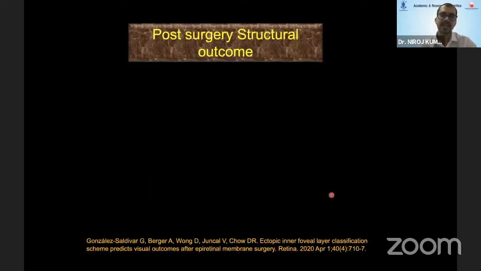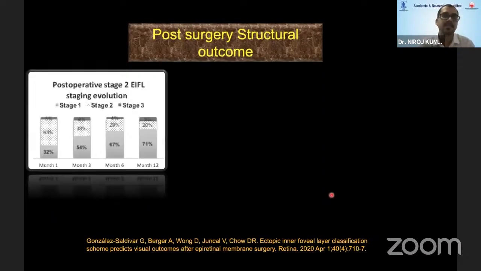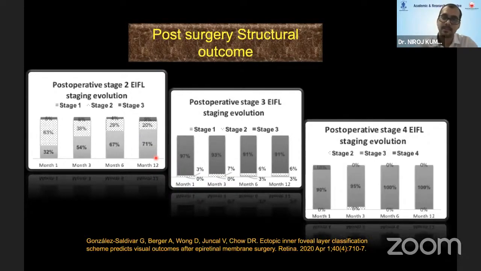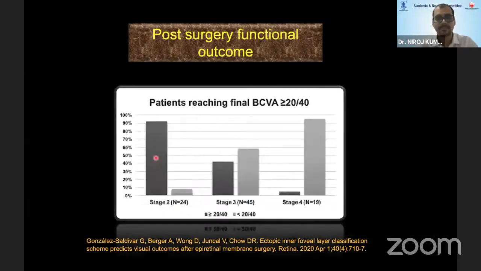acuity. Even in terms of surgical outcome, it has been seen that patients who have a stage 2 ERM do better structurally. As you can see from this graph, at the end of 12 months, almost 71% of eyes develop stage 1. Whereas in stage 3 and stage 4, the majority of eyes remained in stage 3 ERM. Even for functional outcome, patients with stage 2 did much better than stage 3 and stage 4.